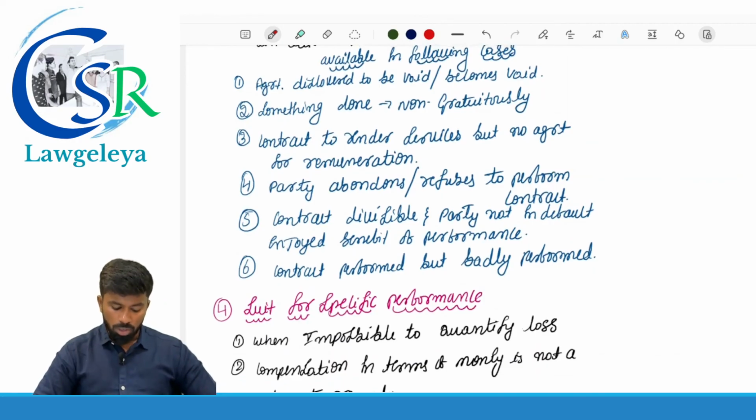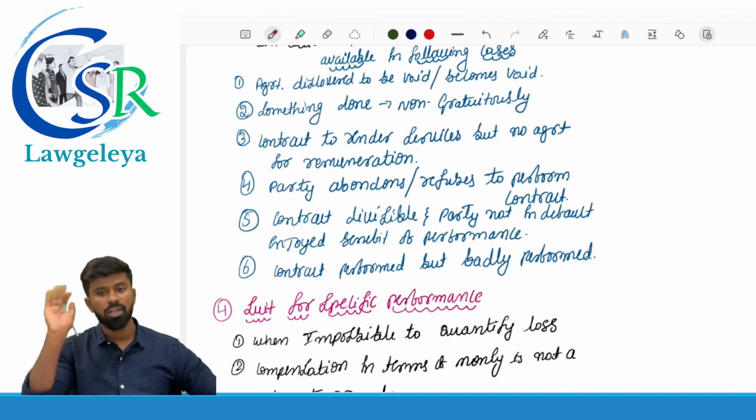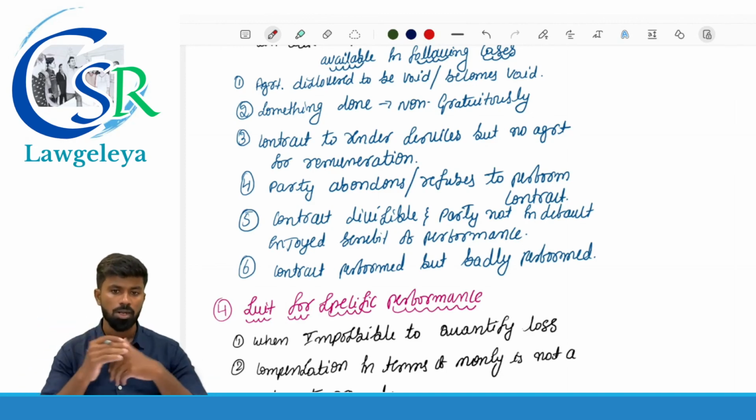Next, if a party abandons or refuses to perform the contract, then he has to pay compensation to the other party. If a contract is divisible and the party not in default enjoys the benefit of the performance, he has to pay for it. If the contract is performed but badly performed, like that painting example, the party must compensate.